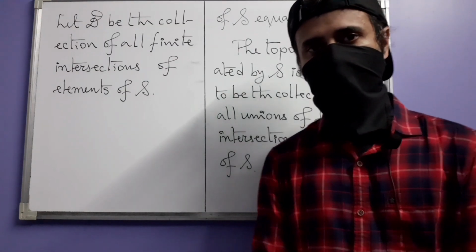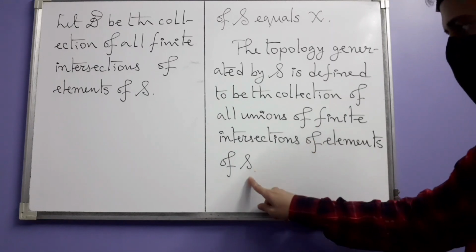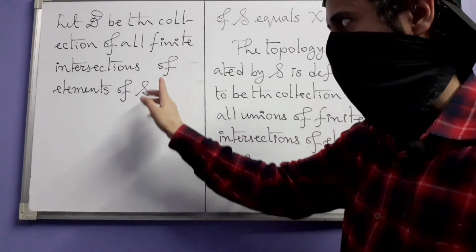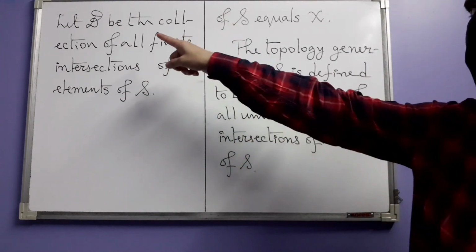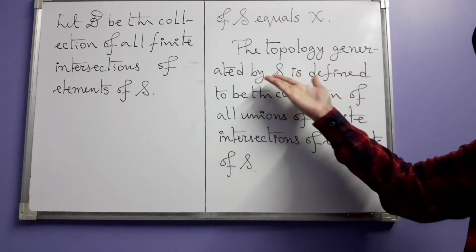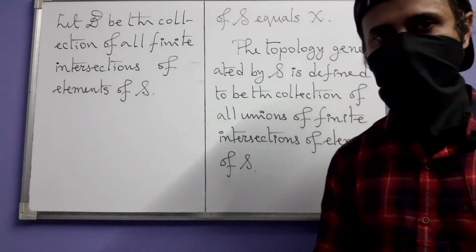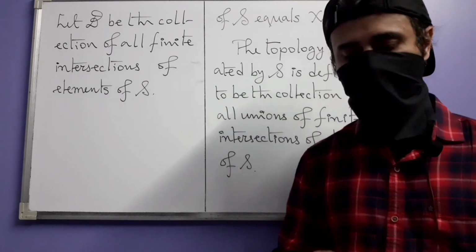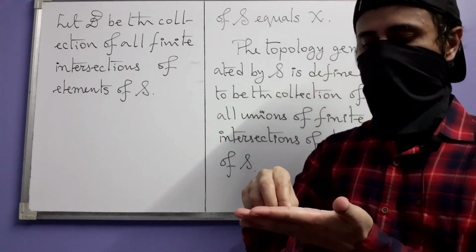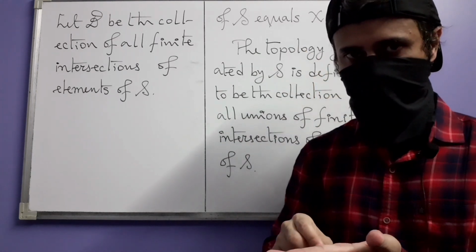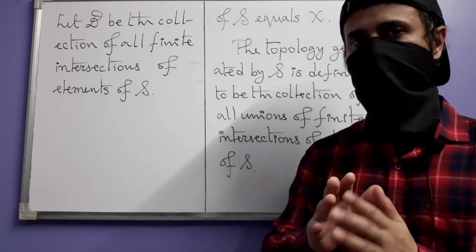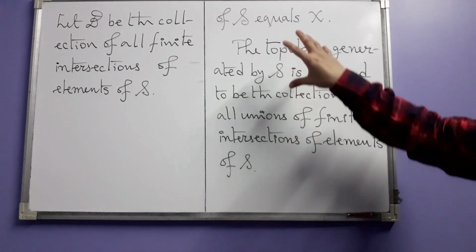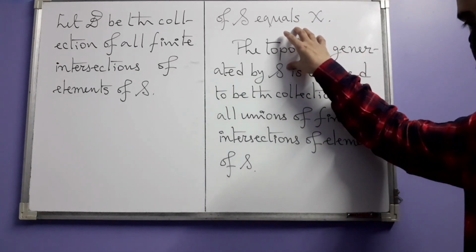We first give the collection of all finite intersections of elements of S a name, B. Let B be the collection of all finite intersections of elements of S. So that means in terms of B, this topology is the collection of all unions of elements of B. Now you recall a previous result, namely that one which says that if you have a basis and if you have the topology generated by that basis, then the topology is simply the collection of all unions of elements of B.